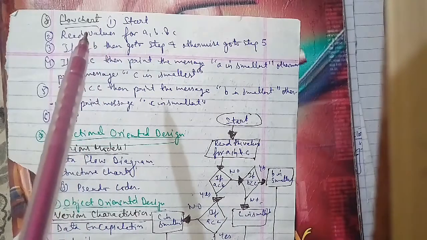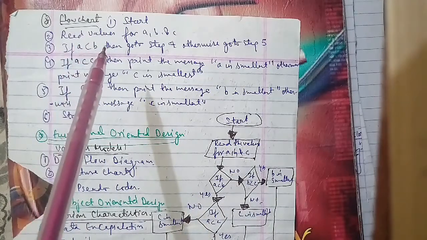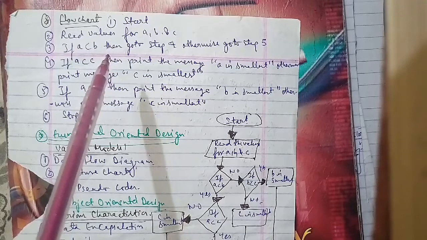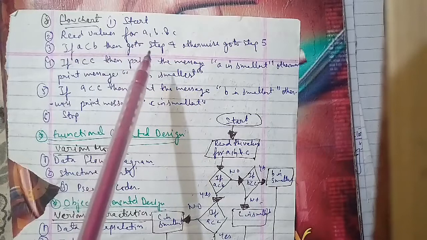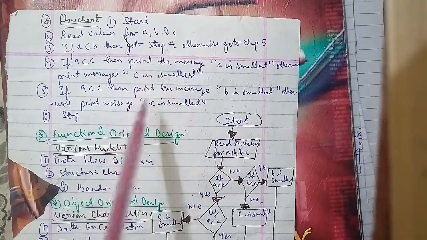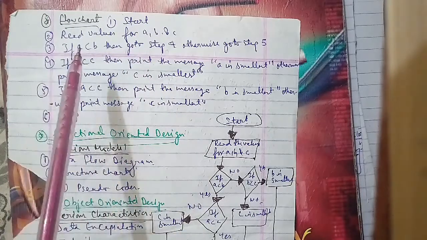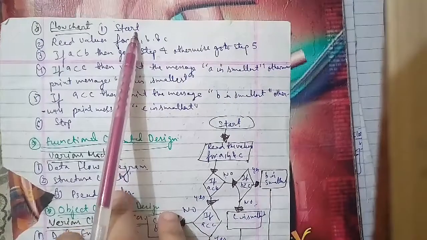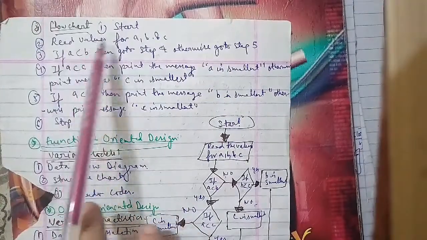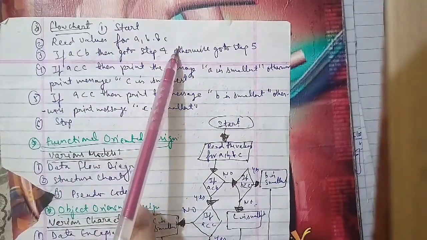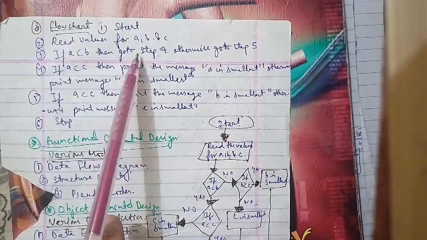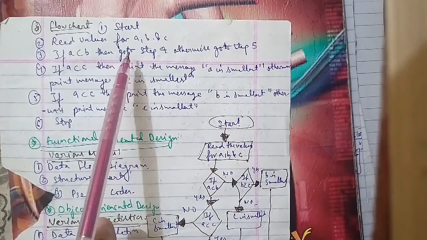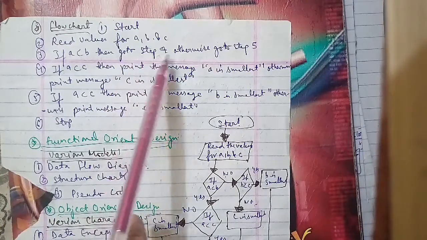Then if a is less than b, go to step 4. Otherwise, go to step 5. Then if a is less than c, print the message that a is the smallest. Otherwise, the message is that c is the smallest. Otherwise, if b is less than c, then print the message that b is the smallest, otherwise print the message that c is the smallest, and then you have to stop.